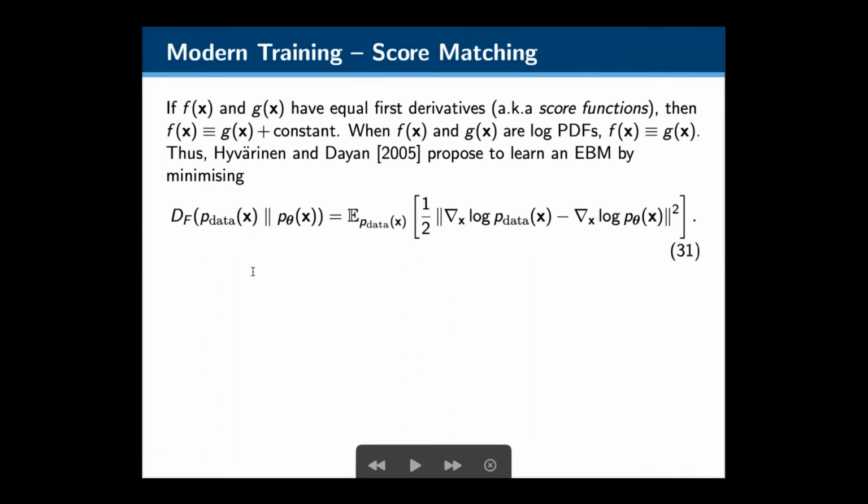Okay, so we want to use this Fisher divergence to learn our energy-based models, but there's a problem here. The problem is this term over here, which requires us calculating the score of our true data distribution, which we obviously don't have access to.